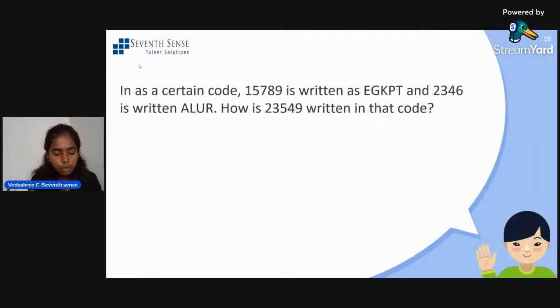Okay, next problem. So in a certain code, 15789 is written as E, G, K, P and T, and 2346 is written as A, L, U, R. How is 23549 written in that code? So this is the question. Each letter in this code has been assigned a number. So just find out which letter is for which number.